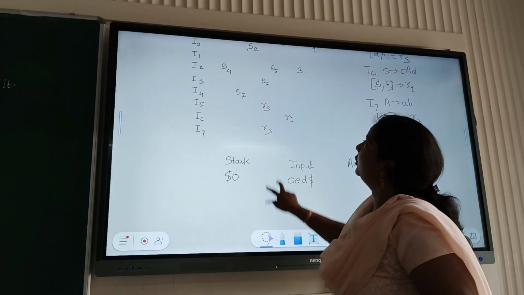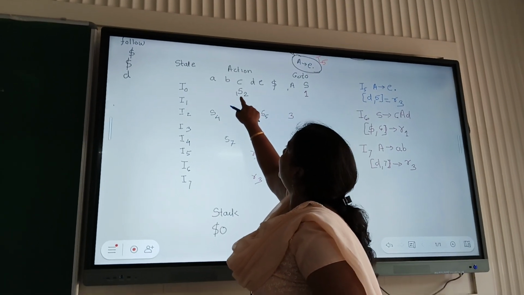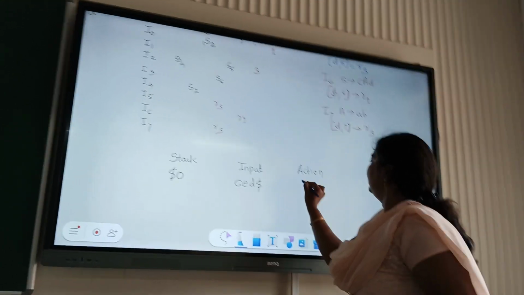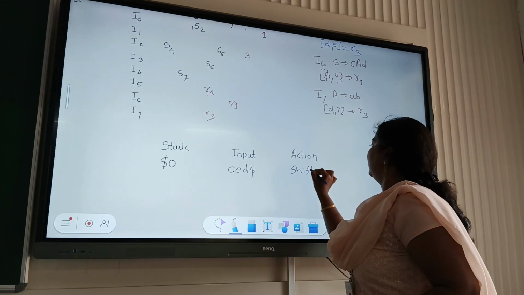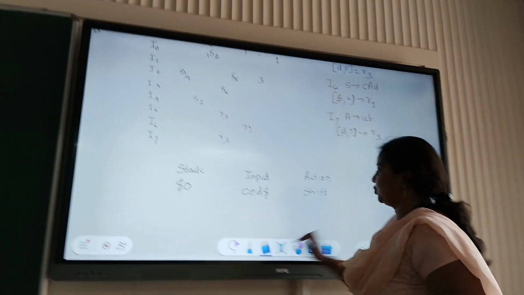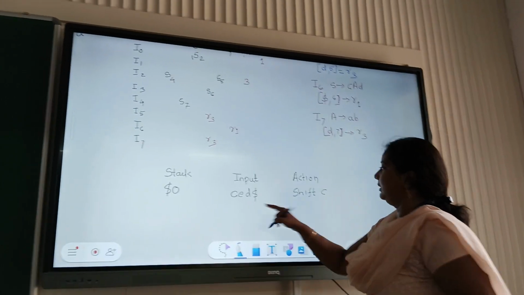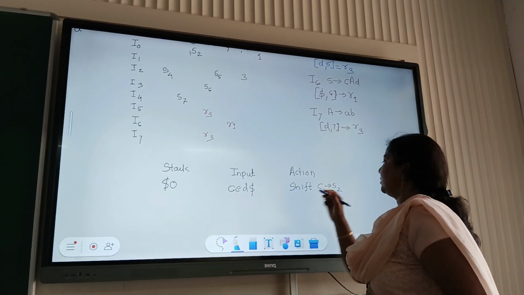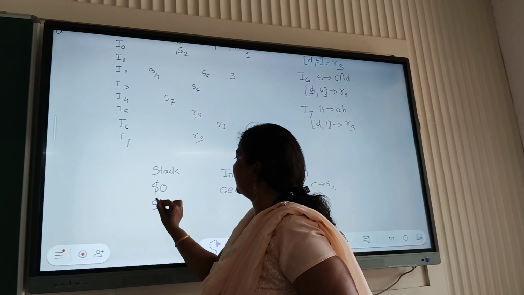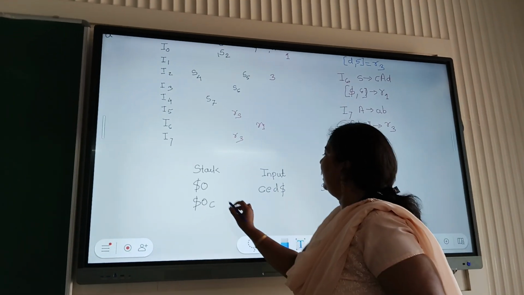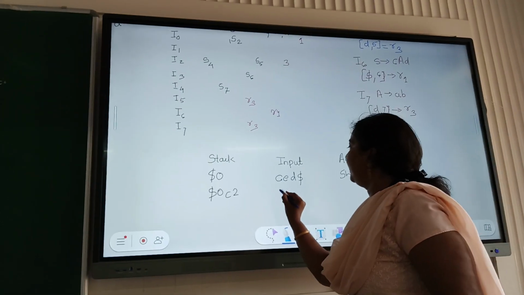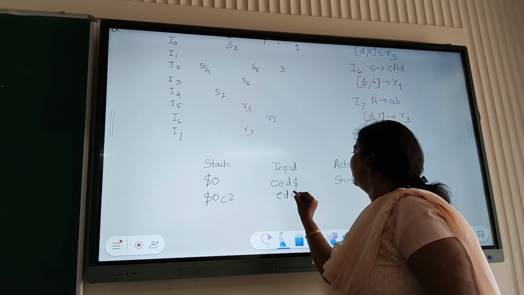0 of C. 0 of C equals S2. So right here shift. C implies S2. Shift this C implies S2. Then this C has come here, and the 2 is the value of S2, so only write 2. Then the remaining string as it is.